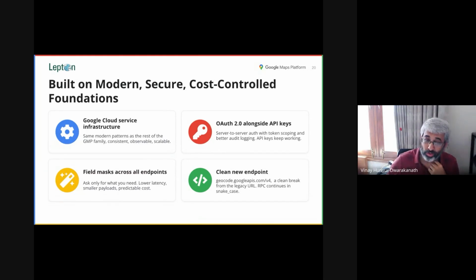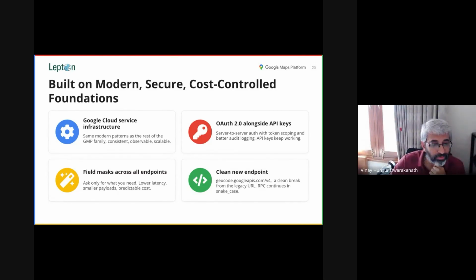Field masks, you ask only for the fields you want. Smaller responses, faster calls, lower cost. And a clean new endpoint, geocode.googleapis.com/v4. A clean break from the legacy URL, right?